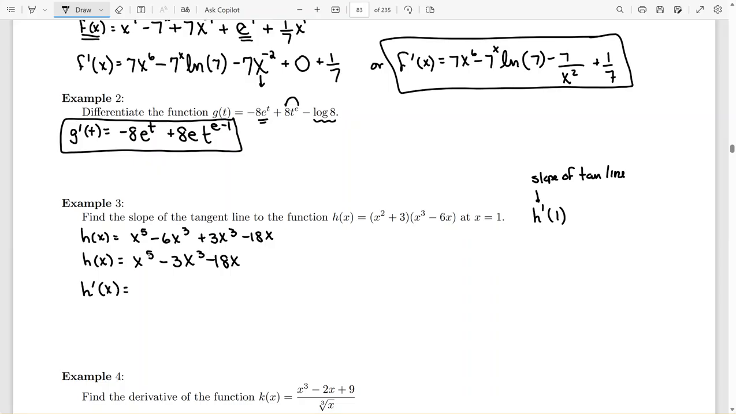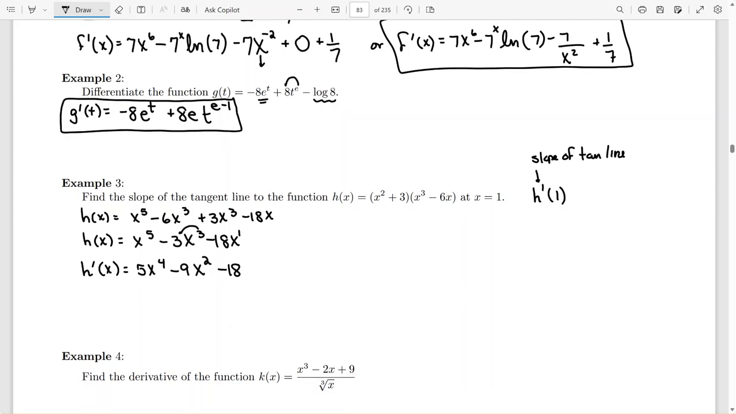All right, so power rule, pull the number down in front, decrease by 1. Pull the number down in front. There is a number in front, so we got to multiply 3 times 3 and decrease. Pull the number down in front and then decrease, but x to the 0 is just going to be 1.